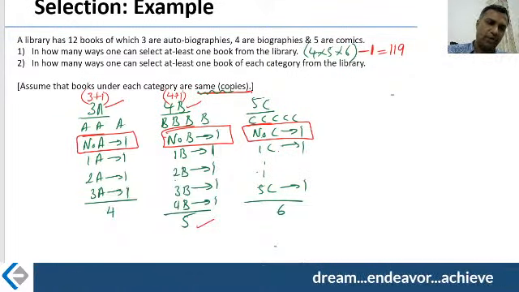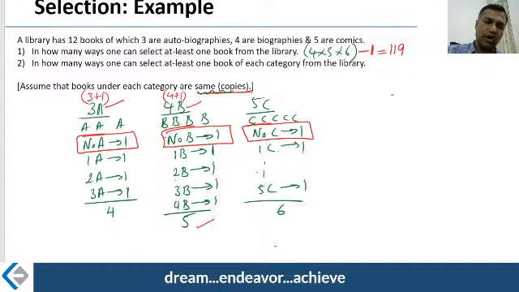Okay, second one, in how many ways can one select at least one book of each category? At least one book of each category means what? This is ruled out. I can't have this.